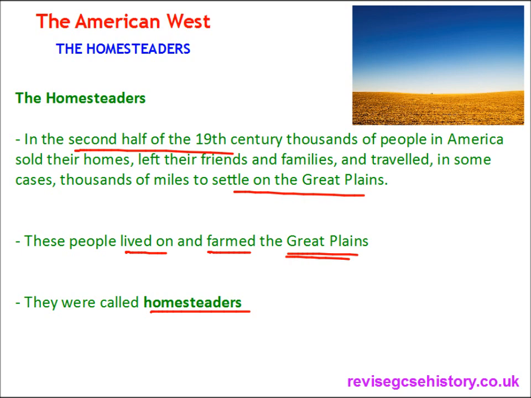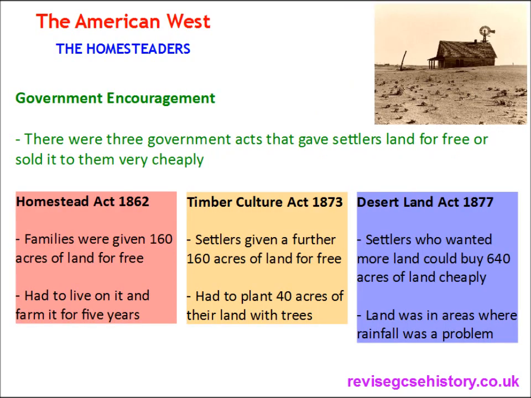Okay, so why did these people come to live on the Great Plains in the second half of the 19th century? And that is 1850 onwards, really. So, there were 3 government acts that gave settlers land for free or sold it to them very cheaply. And let's have a look at these 3 government acts.